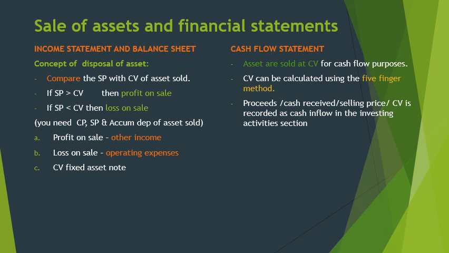You can calculate it by using the 5-finger method. Remember, in the 5-finger method, we have carrying value at the beginning, carrying value at the end, additions, disposal, and depreciation. So if we are given 4 out of the 5 items, you can calculate the 5th item. Then this carrying value will be recorded in the cash flow in the section of investing activities as proceeds on sale of asset. It is a cash inflow.